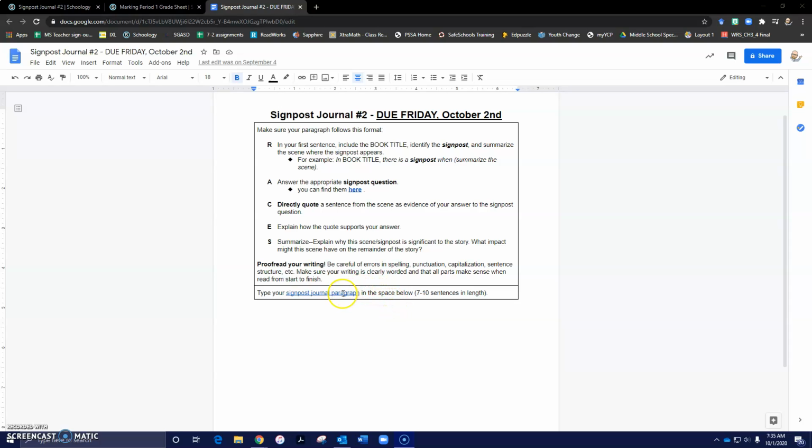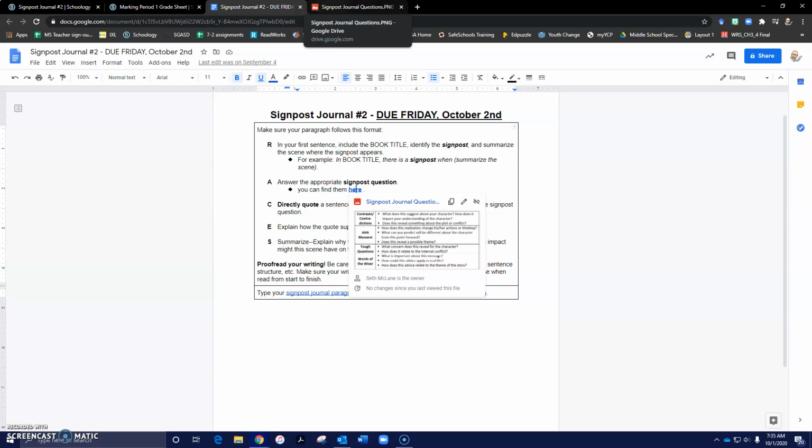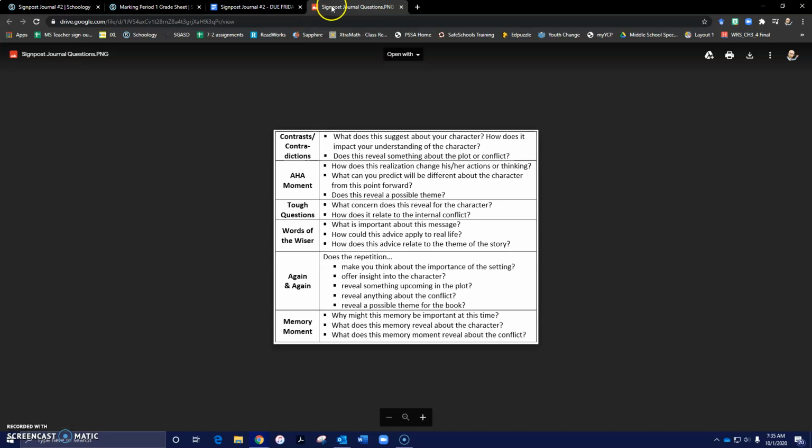So just to remind you, the 6 signposts all have associated questions with them. So I have a link here to this picture right in the document, and this shows you a question that goes with each signpost. You're not answering all these questions. That's way too many questions. All you need to do for this Signpost Journal is pick one question to answer.